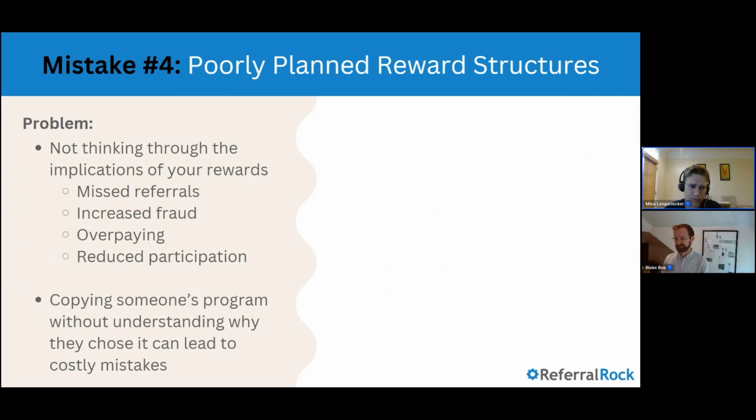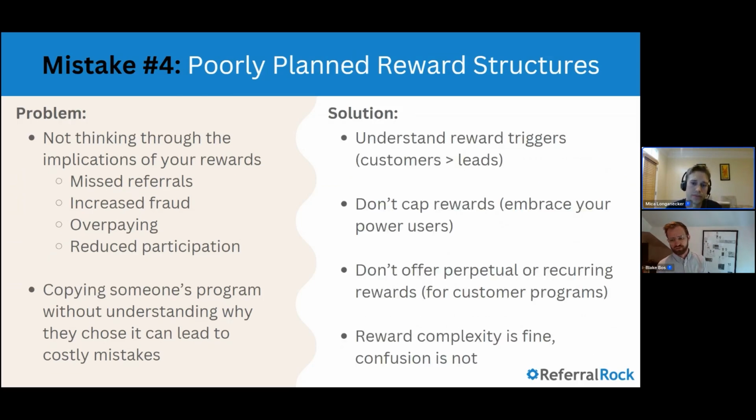And so when you create your reward program, you want to think carefully about all the implications of when people get rewarded, why they get rewarded. And this will prevent you from missing referrals or increasing fraud or potentially overpaying when you don't need to, and ultimately can lead to reduced participation. So it's really important to think through what your reward structure should be.